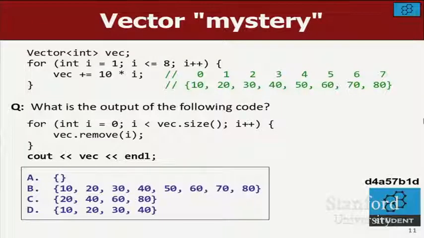Here's a piece of code where I've created a vector, and I've added the values 10, 20, 30, up to 80 in the vector. And now after that code, I run this piece of code on the bottom. So what's the contents of the vector after that code is done running? Take a look and vote what you think is the right answer. And please feel free to talk to your neighbor if you want to.